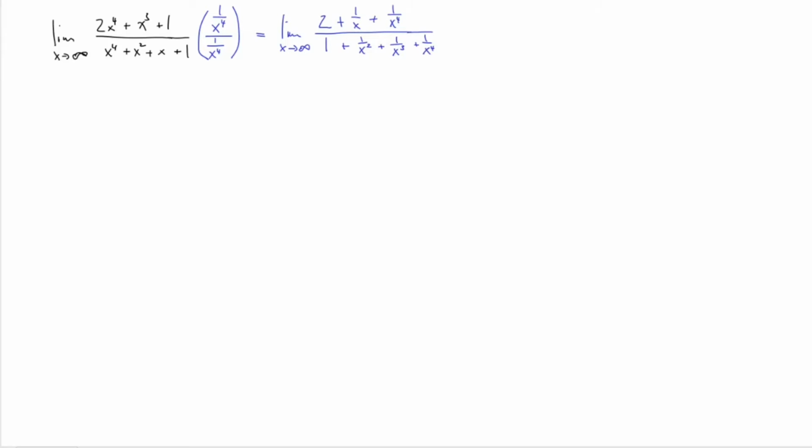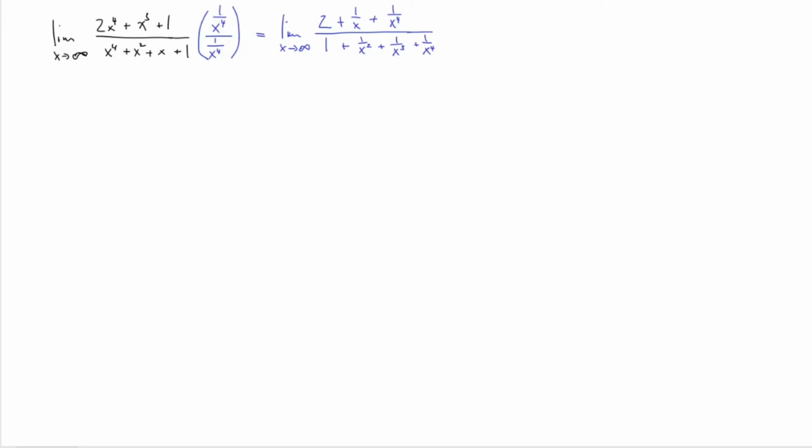After you distribute the 1 over x^4 in the numerator and the denominator, you get that the original limit is equal to the limit as x approaches infinity of, well, 2x^4 times 1 over x^4 is just 2. The x^4s cancel. x^3 times 1 over x^4 is 1 over x. And 1 times 1 over x^4 is 1 over x^4. In the denominator, x^4 times 1 over x^4 is 1. x^2 times 1 over x^4 is 1 over x^2. x times 1 over x^4 is 1 over x^3, and 1 times 1 over x^4 is just 1 over x^4.